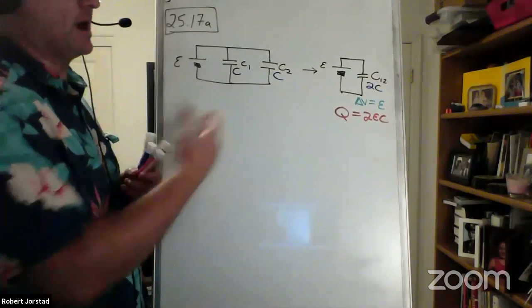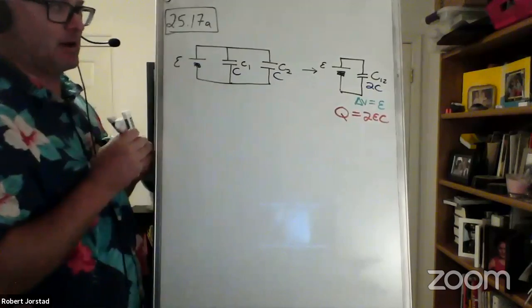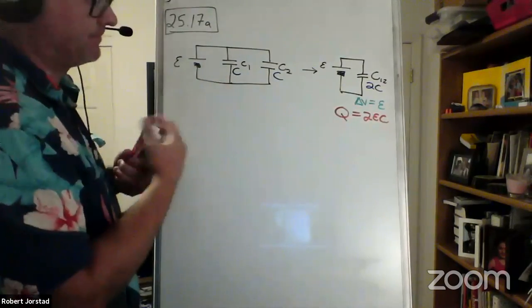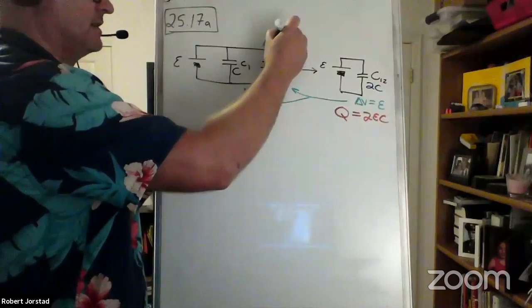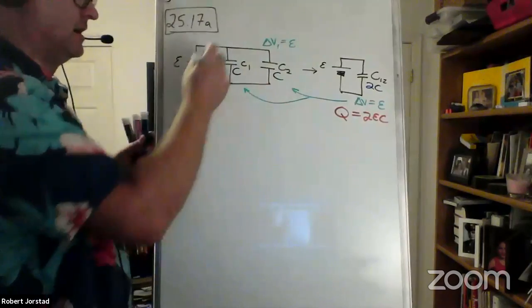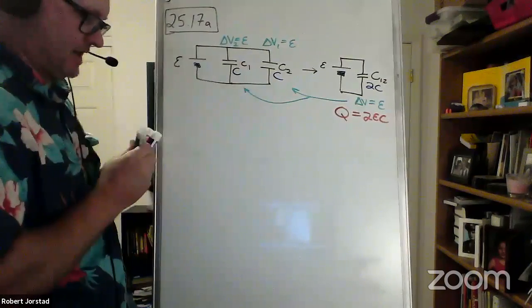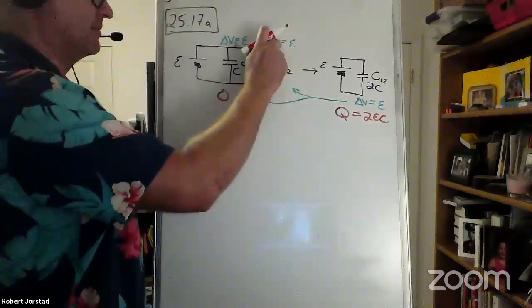Now, when I bring that back, which thing should I bring back? Should I bring back the charge or the voltage for each of these? This was a parallel. I'm going to bring back the voltage. So that tells me voltage 1, that's E. Voltage 2 is E. And then the charge, that's pretty easy. Whoops, I mislabeled them.